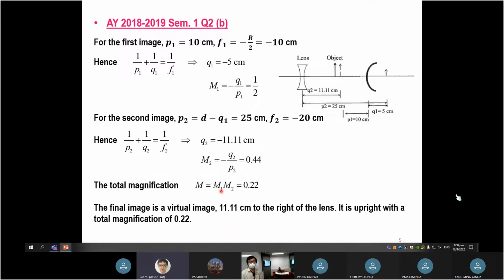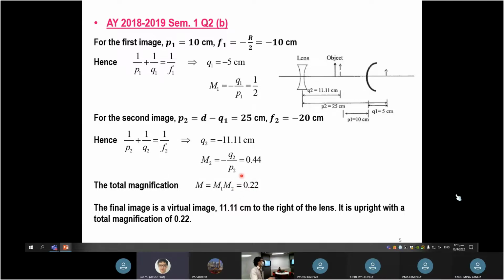Then whether it's upright or inverted, you have to look at the total magnification. The total magnification is positive, which means it's upright or inverted? Very good, upright. Total magnification larger than 0 means upright. Smaller than 0 is inverted. So this is an upright image, with total magnification equal to 0.22.